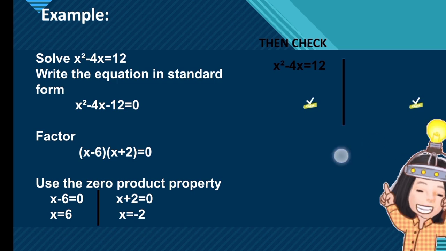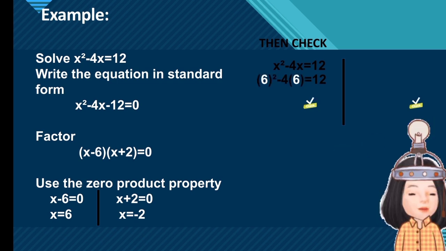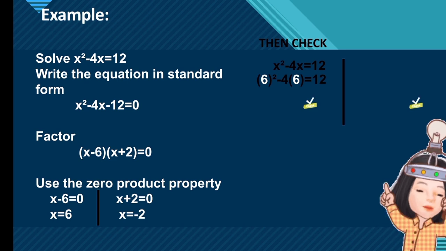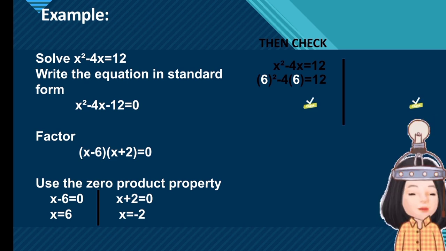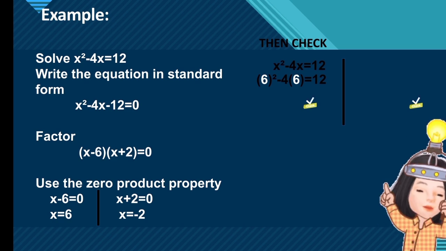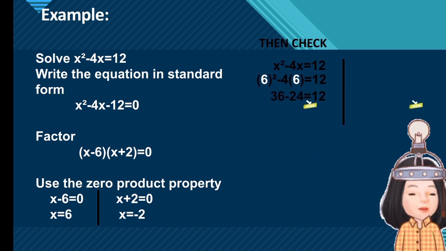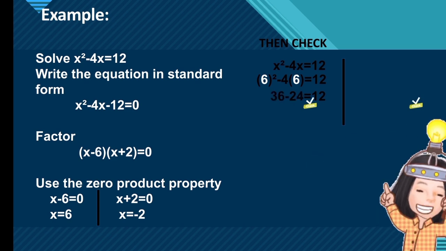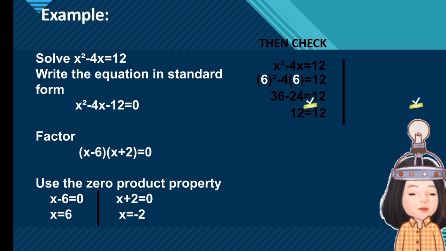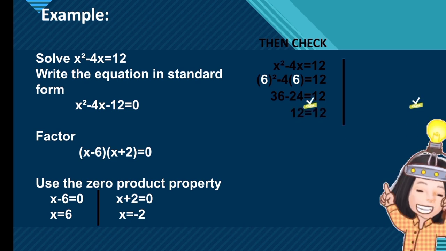Then we check. x squared minus 4x is equal to 12. We substitute x to 6. 6 squared minus 4 times 6 is equal to 12. So 36 minus 24 is equal to 12. So 12 is equal to 12. That's correct.